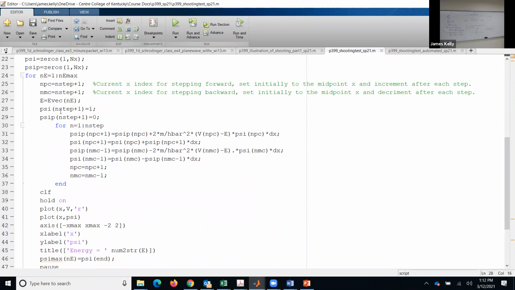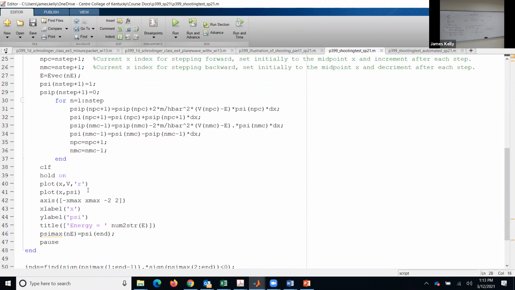And then I'm essentially done, right? I'm going to keep repeating that, but I've got this code so that we can visualize it. Each time for each energy, I'm going to pull up a figure and plot the potential in red, and I'm going to plot psi in black. And I'm just going to label the axes so that we can see it. If you can't remember how to do that kind of stuff, feel free to ask me or someone else. And we can talk about this psi max stuff in the end.